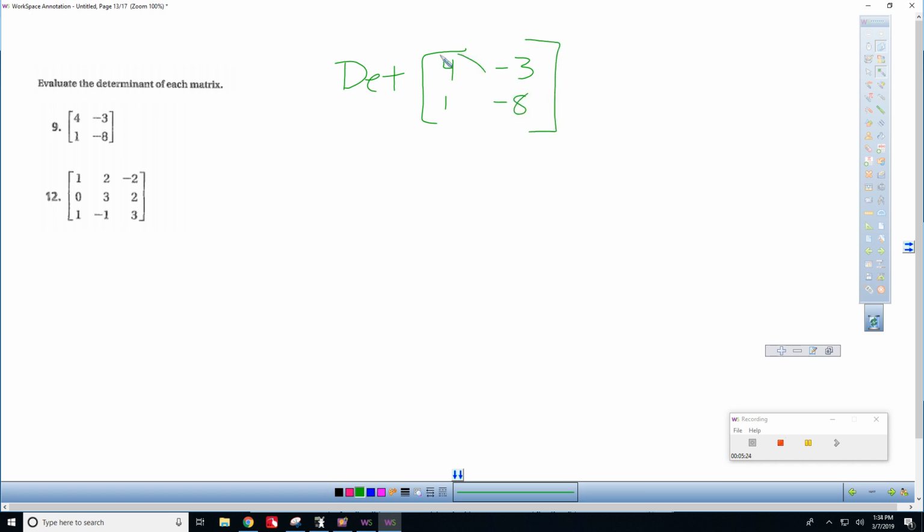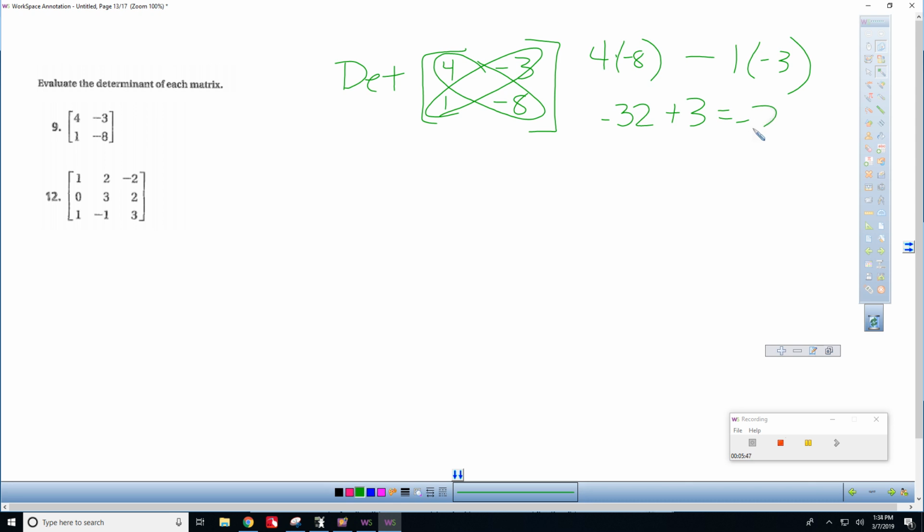You do 4 times -8. Is it plus or minus? It's minus. That's what I thought. Minus 1 times -3. So it's -32 plus 3. It's -29. Now, the 3 by 3 is significantly more difficult, but it's really just 3 2 by 2 matrices.